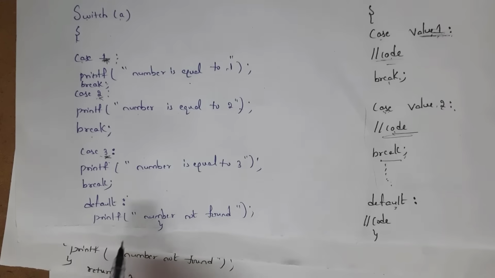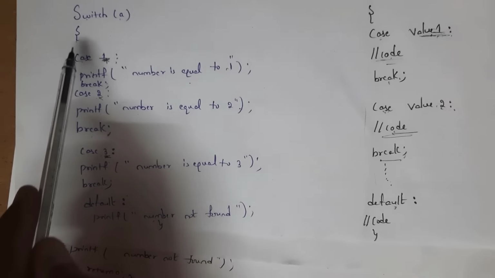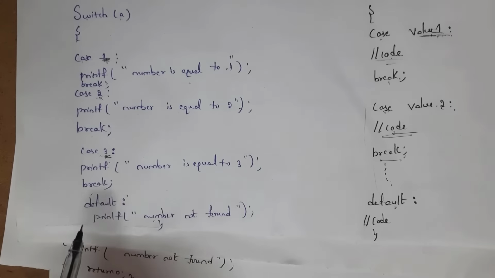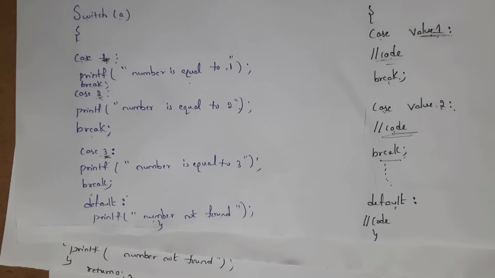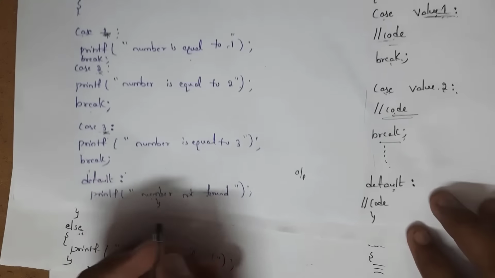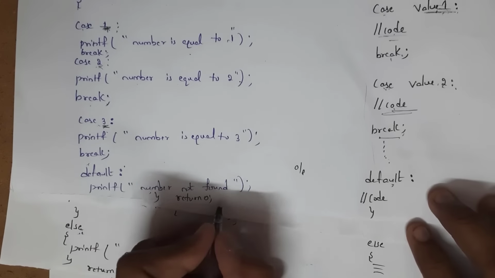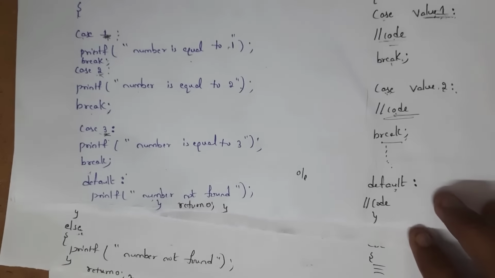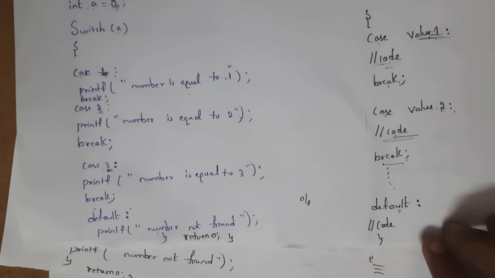So I will get output as number not found. So if all these conditions are false, then default statement will be executed. So I will get output as number not found. Here I return int main. So you need to write return 0 semicolon close main function. This is program. Here I will get output as number not found.